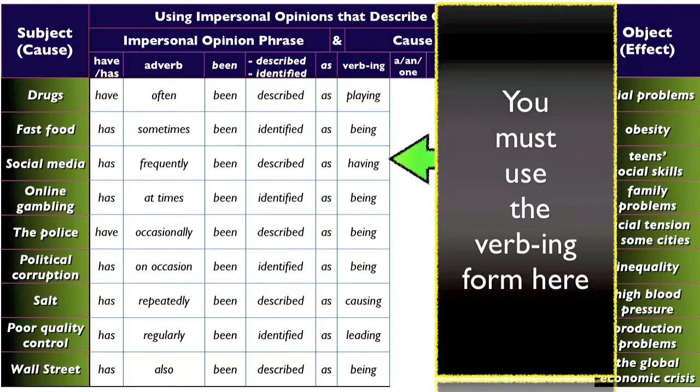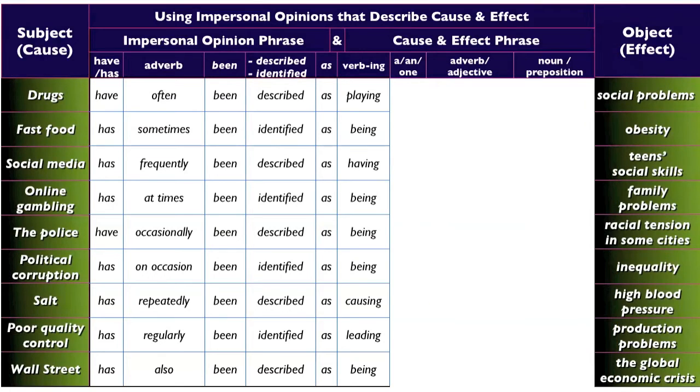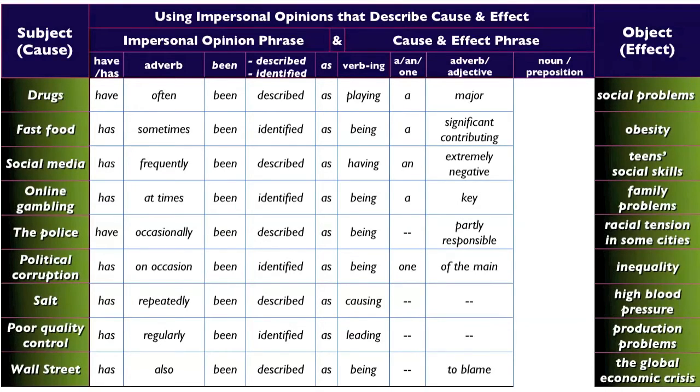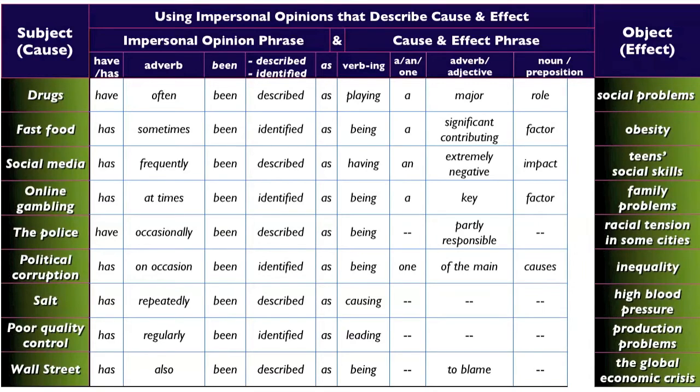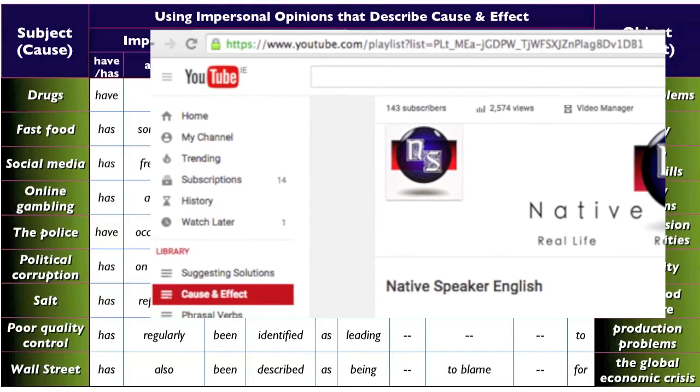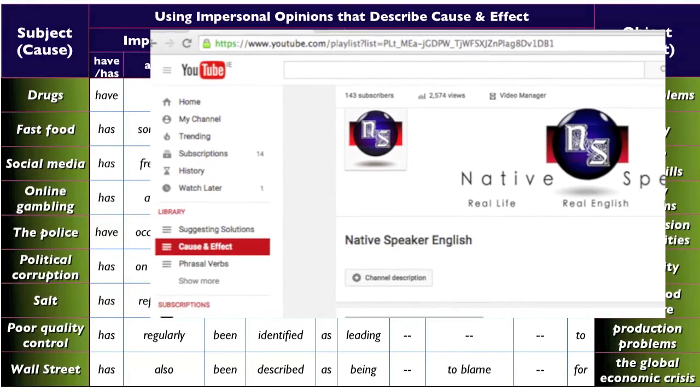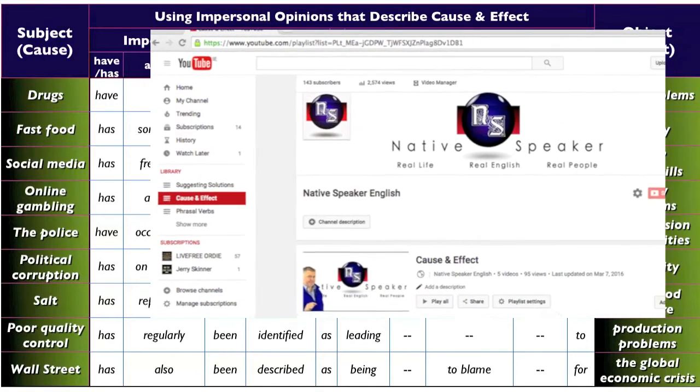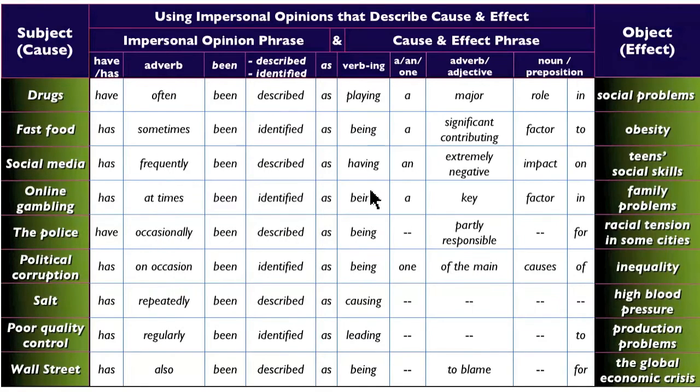Don't forget you must use the verb ing form here, then the words a, an or one, and you can see in some cases we've left that empty. Then you'll need the rest of the cause and effect phrase, and if you're not sure about how to build it, don't be afraid to go back and review our cause and effect playlist where you can see how these are built. Remember, these phrases use certain verbs and certain prepositions.